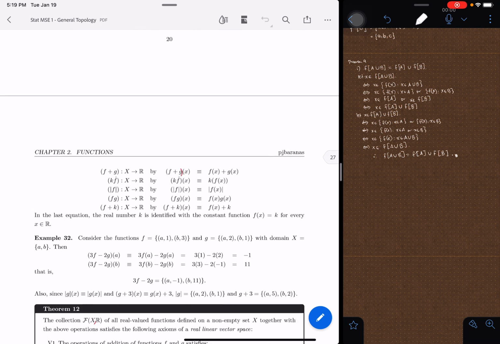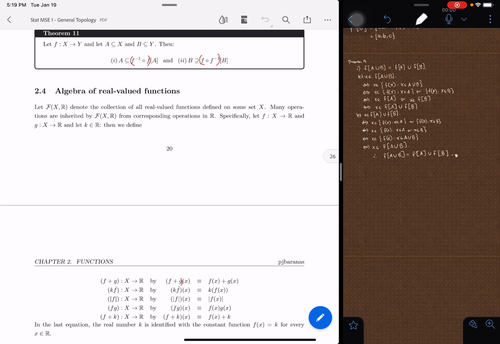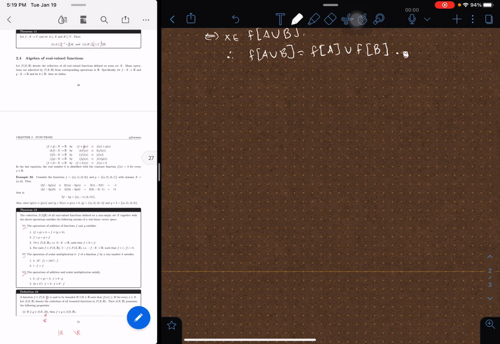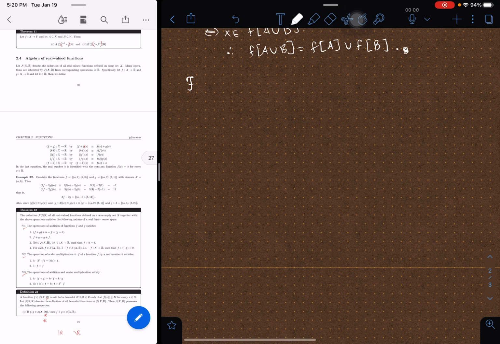Okay, lastly, we have the algebra of real valued functions. Before we discuss the properties, let's discuss some notations here. We denote by script F of X comma R the collection of all real valued functions defined on some set X. So this script F is the collection of all functions whose domain is the set capital X.